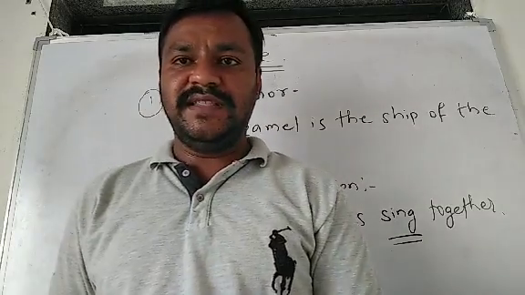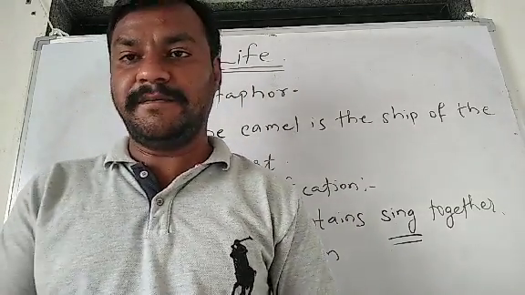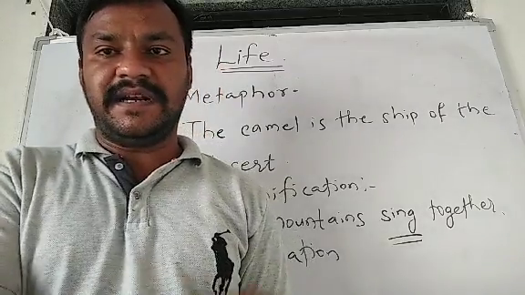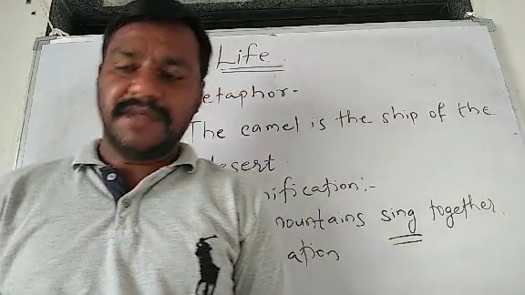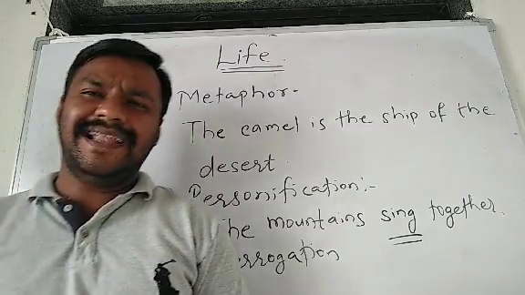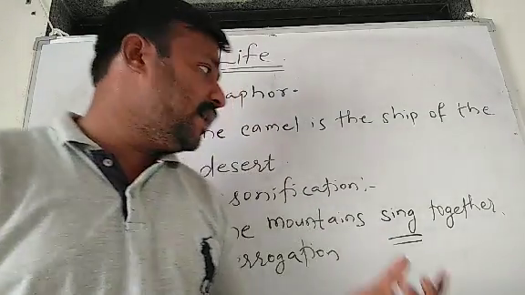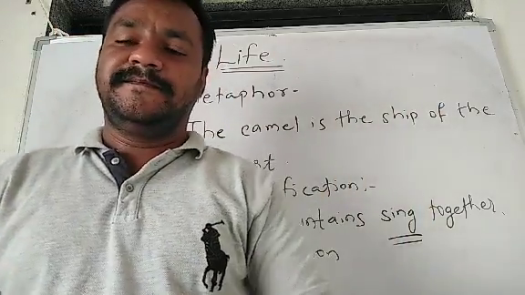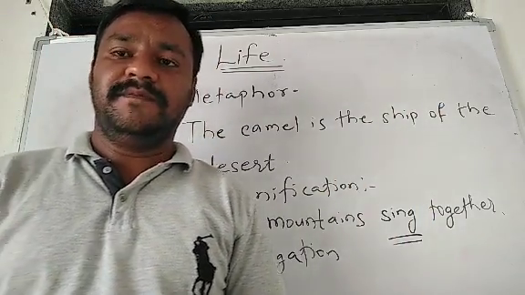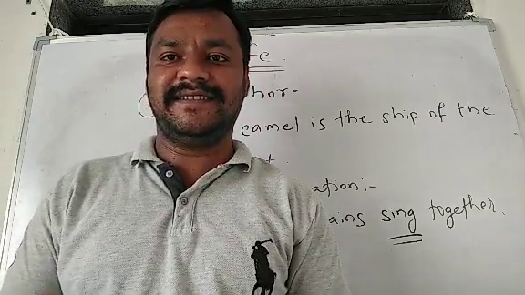So in this poem, friends, we have three figures of speech which are used mainly. First, metaphor, second, personification, and third, interrogation. So in the next session we will discuss which lines include personification, interrogation, or metaphor, and some important questions related to this poem.